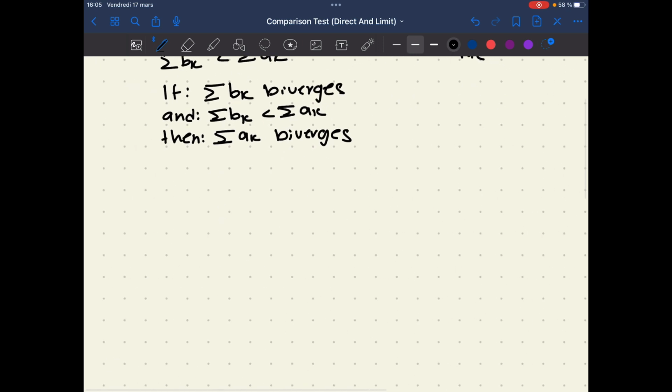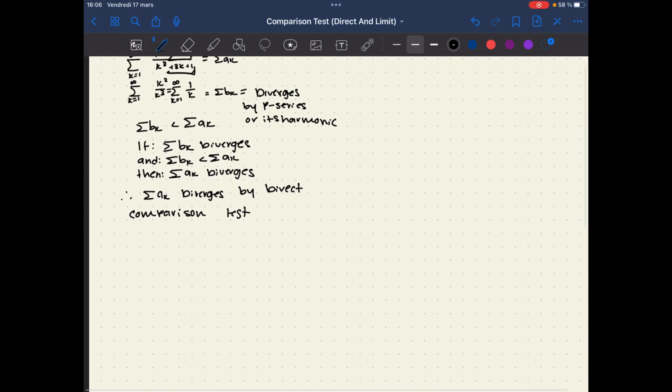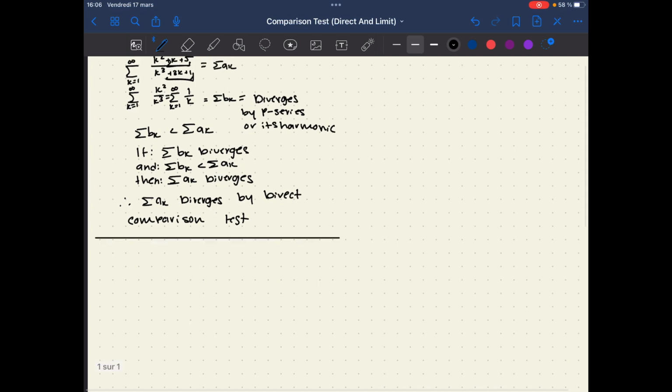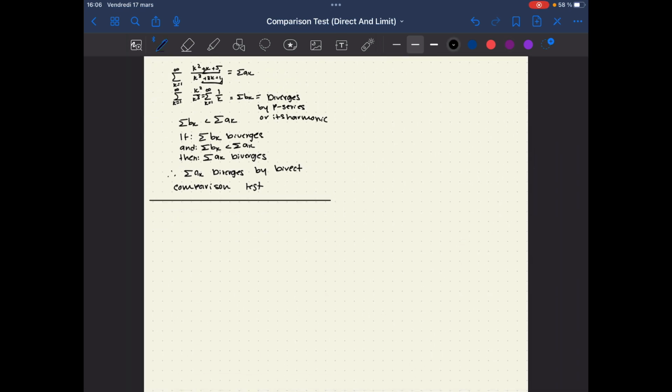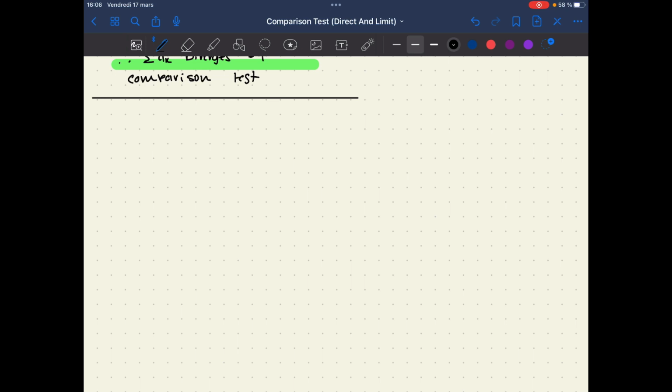And we can write this as, the little 3 dots basically says, in conclusion, the series of a sub k diverges by direct comparison test. Line right here to separate. Purple to highlight, and green to highlight the answer. There we go. Now let's go on to question number 2.